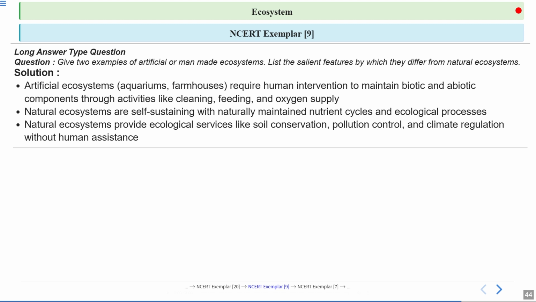Okay, so ecosystems provide a lot of services, ecological services. They help in soil conservation. They help in the control of pollution, because these plants absorb atmospheric carbon dioxide. They clean up the air. They are also involved in climate regulation.